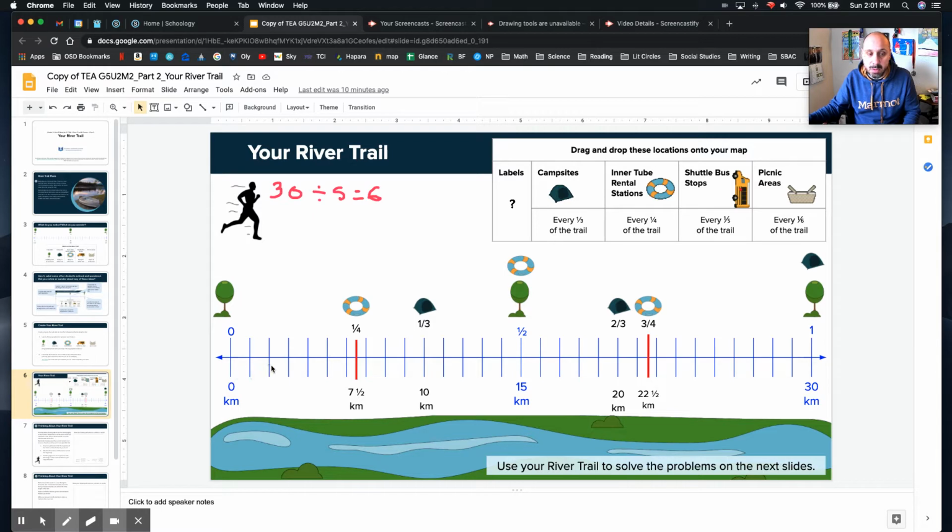So it's going to be at 6. 1, 2, 3, 4, 5, 6. So right here is a shuttle bus stop. I'll put a dot to remind me. 1, 2, 3, 4, 5, 6. Here's a shuttle bus stop.